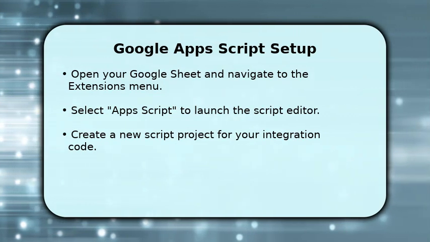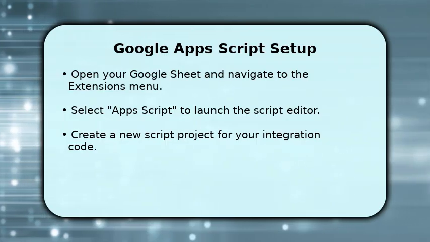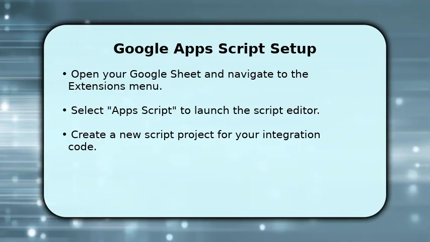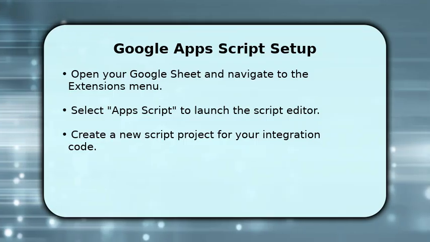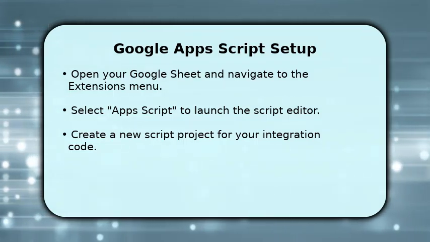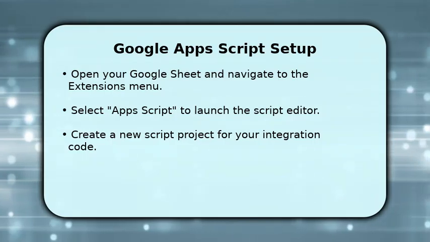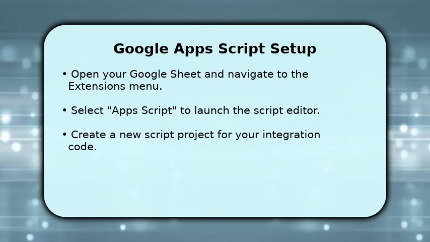From the top menu, click on Extensions, then choose Apps Script. This action will open a new browser tab with the Apps Script editor. Here, you'll create a new project. This environment is where you'll write all the necessary code to facilitate communication between your spreadsheet and the Gemini API.